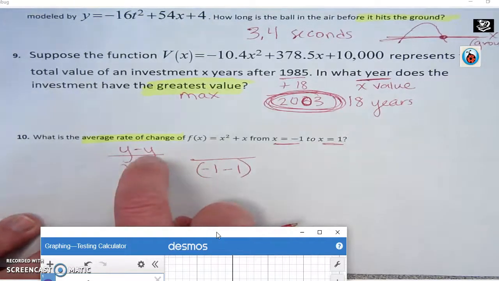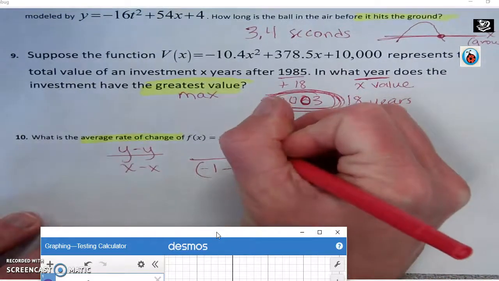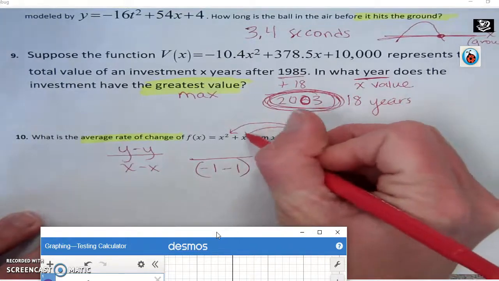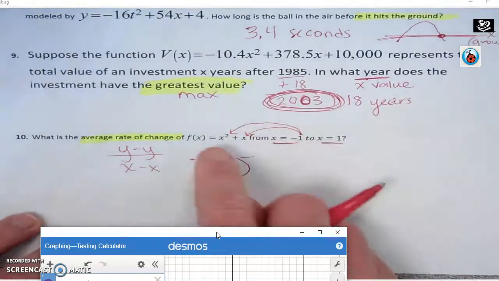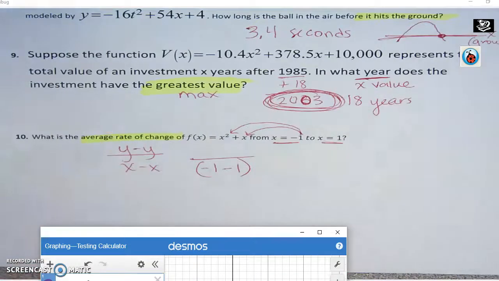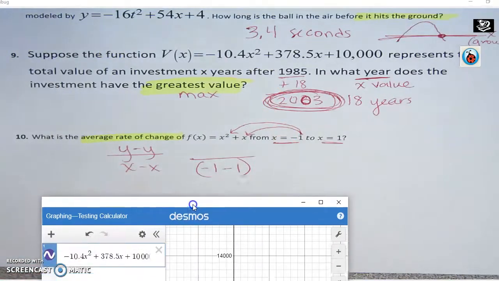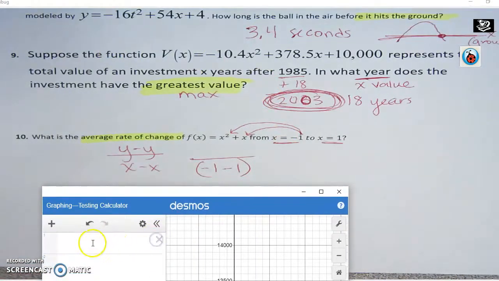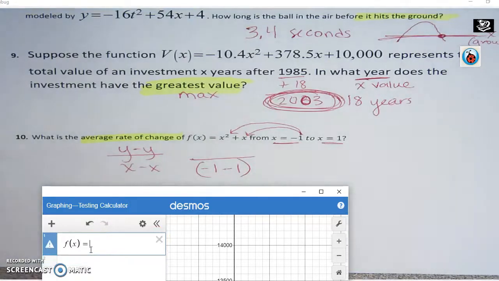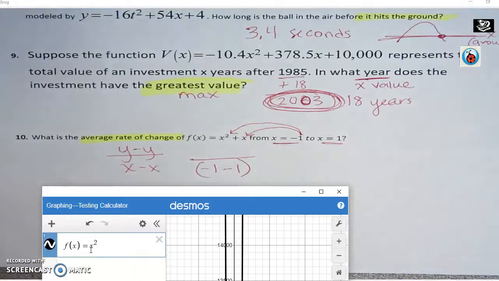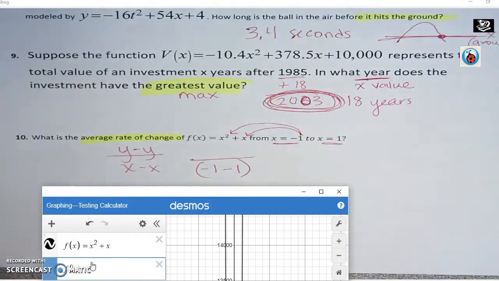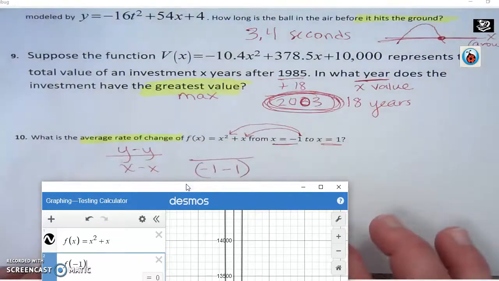To get your y values, you have to plug in. The first thing you do is you plug -1 in both spots. You have to do it one at a time. You can't plug them both in at the same time. So I'm going to go to Desmos. What you can do is type f of x equals x squared plus x, and then you can just tell f of x to plug in -1, and it will do it for you without you having to worry too much about typing in the right thing.